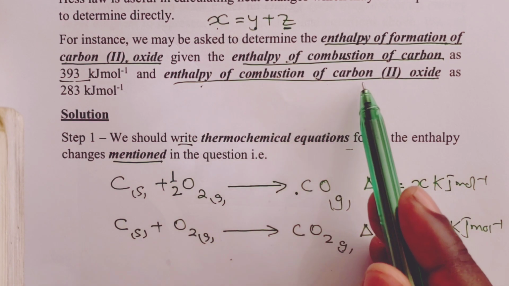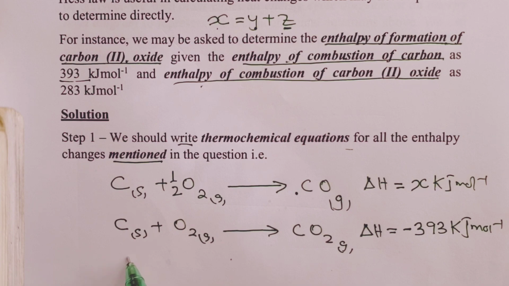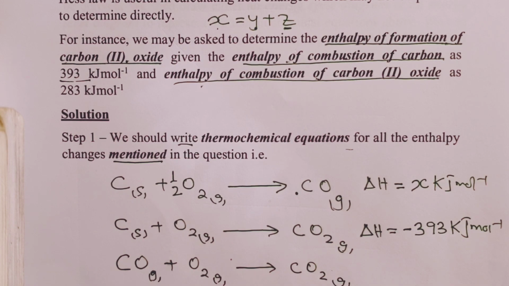We end with enthalpy of combustion of carbon 2 oxide. And we know when you burn carbon 2 oxide in excess oxygen, you get carbon 4 oxide. As we balance, enthalpy of combustion dictates that we burn only 1 mole here. So balancing would involve a half on oxygen. The heat change has been given as 283, and we know when you burn carbon 2 oxide again, you produce heat, so we shall put a negative on 283 kilojoules per mole.